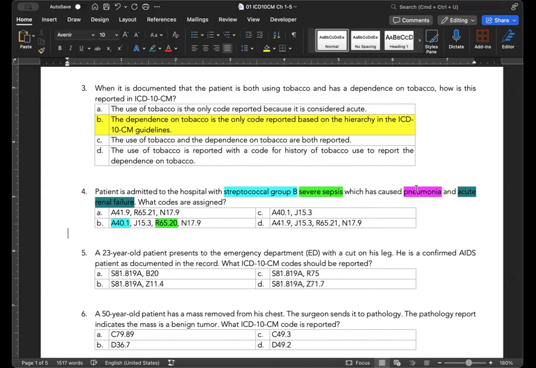So underneath pneumonia, we'll want to go to streptococcal. And then again, we know group B. So what's our code for the group B streptococcal pneumonia?